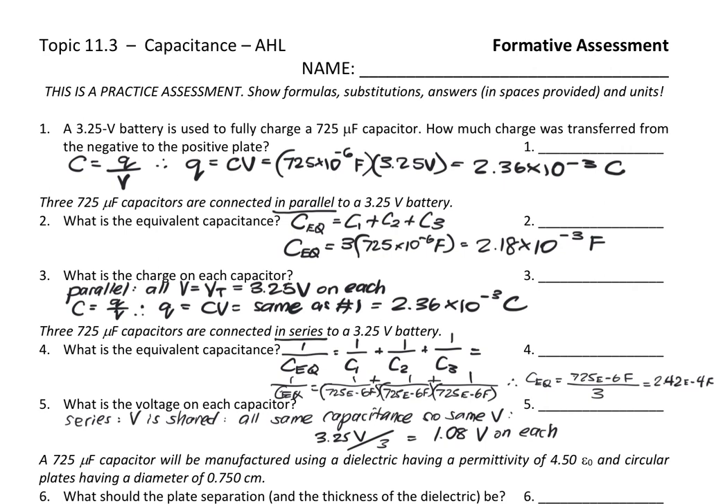Then number 4 is in series, so equivalent capacitance. We use the reciprocal equation, we wind up with 2.42 times 10 to the negative 4 farads. And then for number 5, the voltage on each, it's a series circuit, so the voltage is distributed. 3.25 divided by 3 is 1.8 volts on each capacitor.